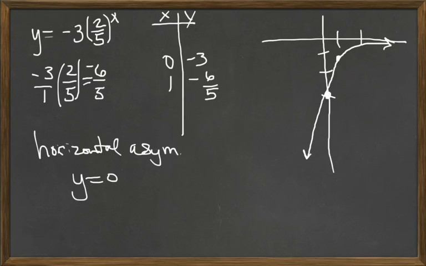Okay, so this is your graph. I got this by just plotting 2 points and knowing what the function looks like to start with, also knowing its horizontal asymptote.